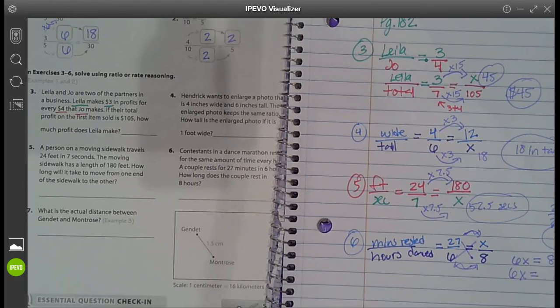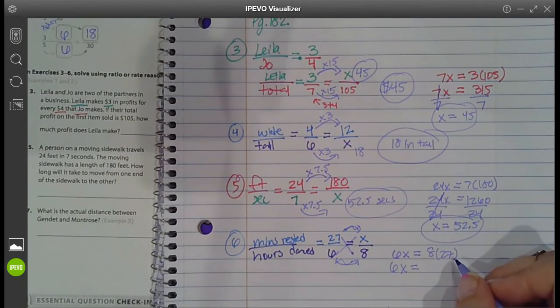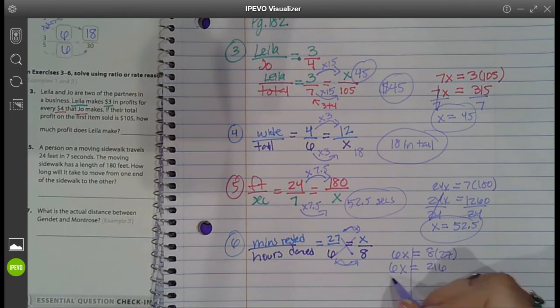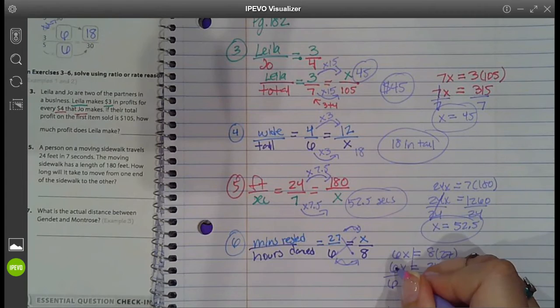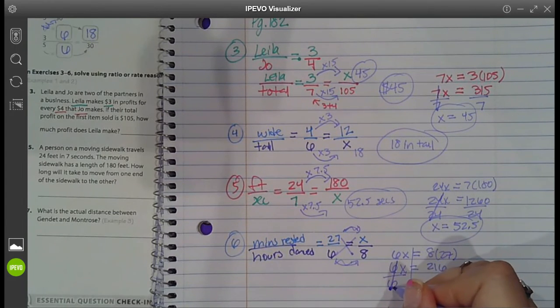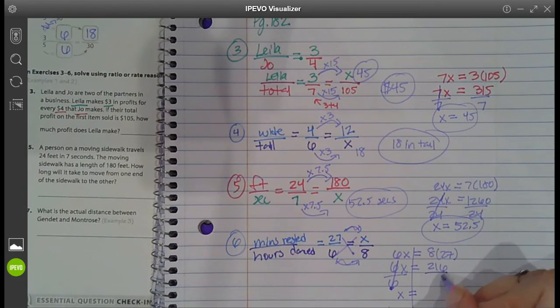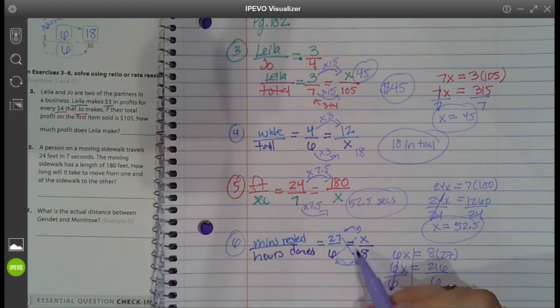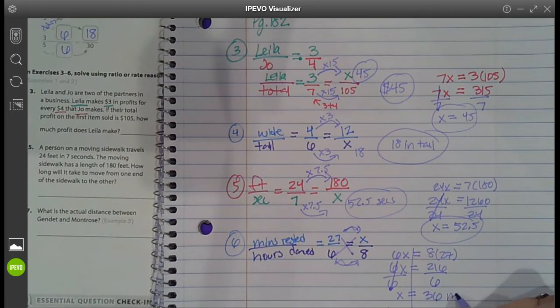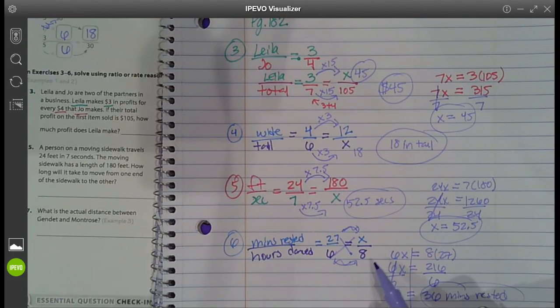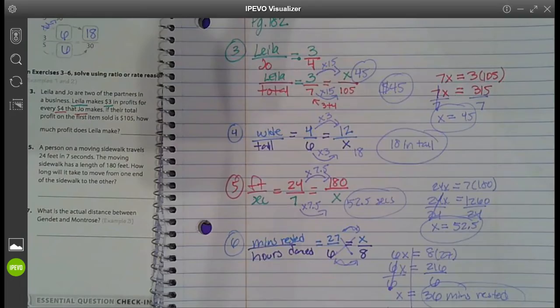Okay, I can't simplify, but 8 times 27 is 216. Now to get x by itself, I want to divide by 6 so that these cancel and become 1, because anything divided by itself is 1, and 1 times x is x. I can do that as long as I do the same thing to the other side. So once I divide 216 by 6, I get 36. And what's x talking about? The number of minutes rested. So if they dance for 8 hours, they'll rest for 36 minutes.